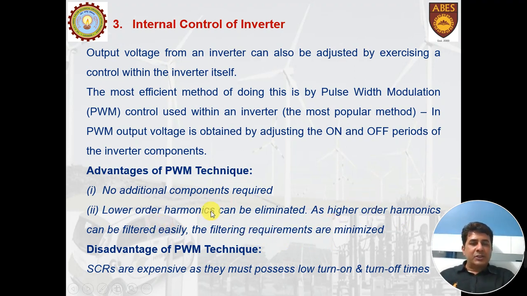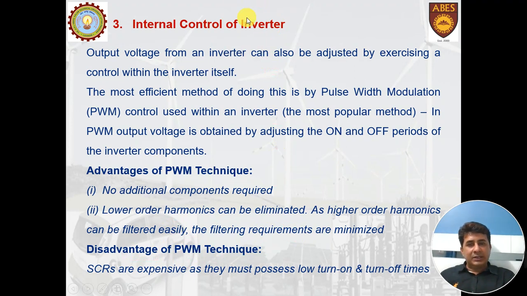If we compare the filtration of these two harmonics, lower order harmonics are difficult to remove. However, higher order harmonics can be easily removed. So this is the second advantage that this internal control gives us. It reduces the filter requirements. Now, what is the disadvantage of this technique?